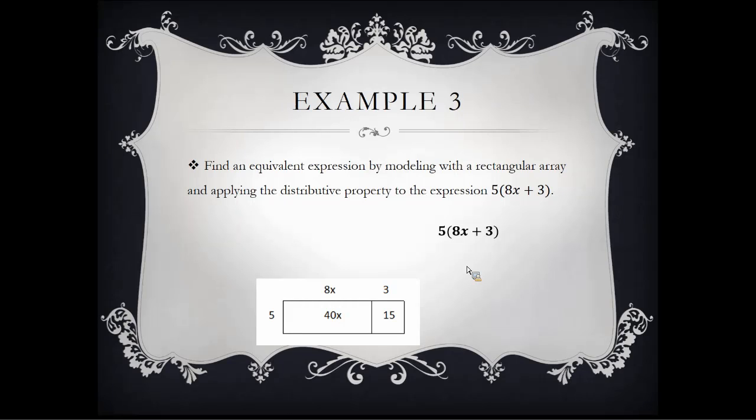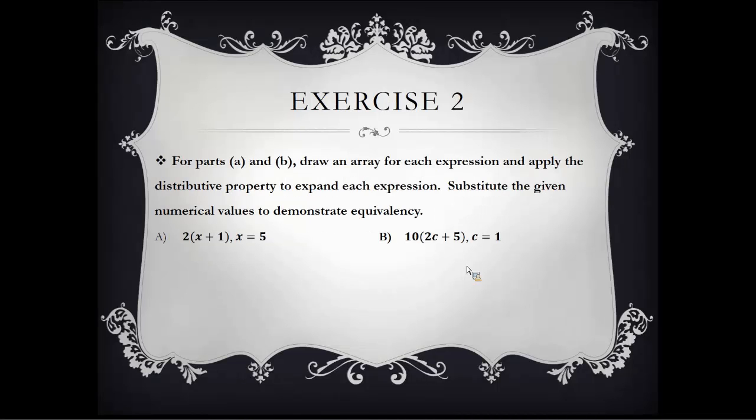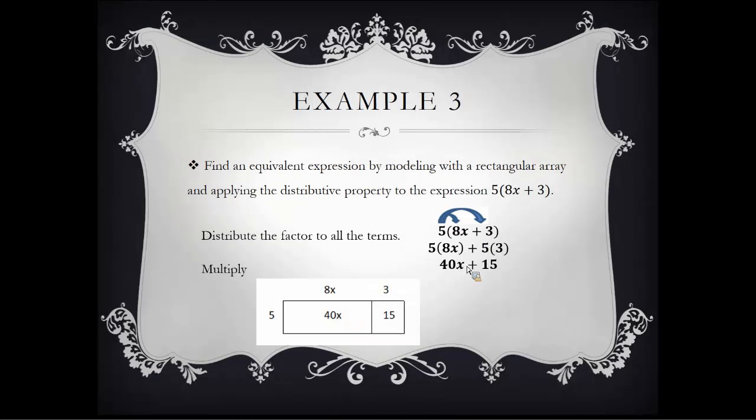Here's how it would look if we were to write it out by hand without the diagram, using the distributive property repeatedly. First, we distribute the factor to all the terms, meaning we're going to multiply 5 to 8x and 5 to the 3. So now we have 5 times 8x plus 5 times 3. We multiply. 5 times 8 is 40, so we have 40x. 5 times 3 is 15, so we have 40x plus 15.